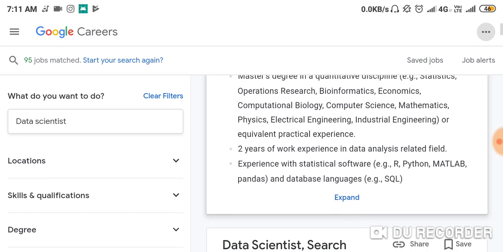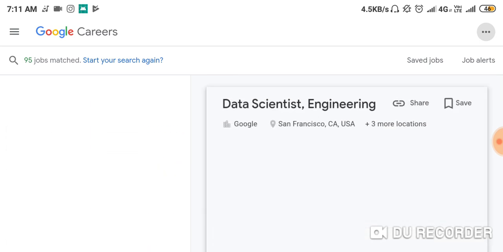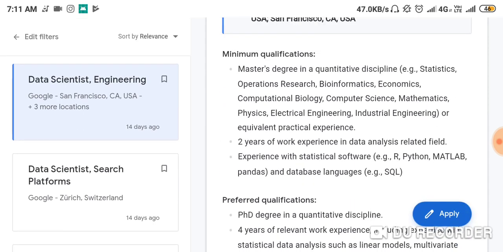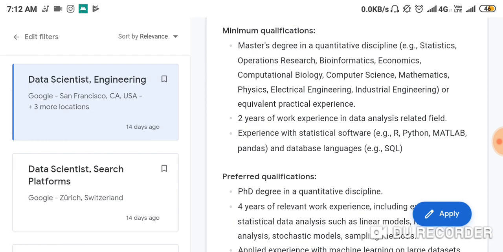Then it says 2 years of work experience in a data analysis related field. So it requires 2 years of work experience, so you have to work for 1 or 2 years in any type of company or startup in this related field. Experience with statistical software, such as R, Python, MATLAB, Pandas, and database languages, such as SQL. So these are the things they need.